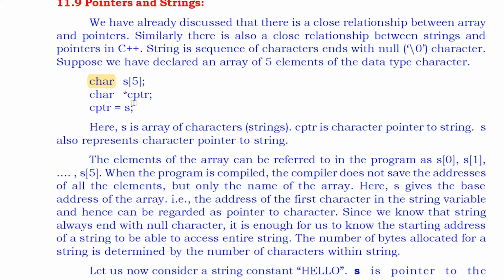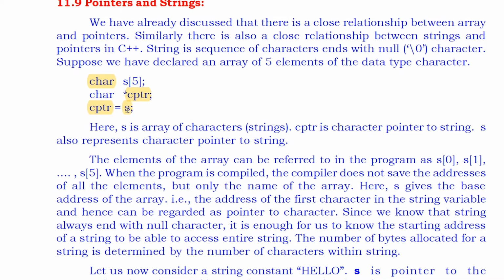Therefore I also declare a pointer which can store the address of character type. You can see here I am copying s to the pointer. So what is noticed here? You may be thinking, sir, the address operator is missing. Because it's an array, it doesn't require the address, because s itself contains the address of the first element. Therefore now cptr is pointing to the string.